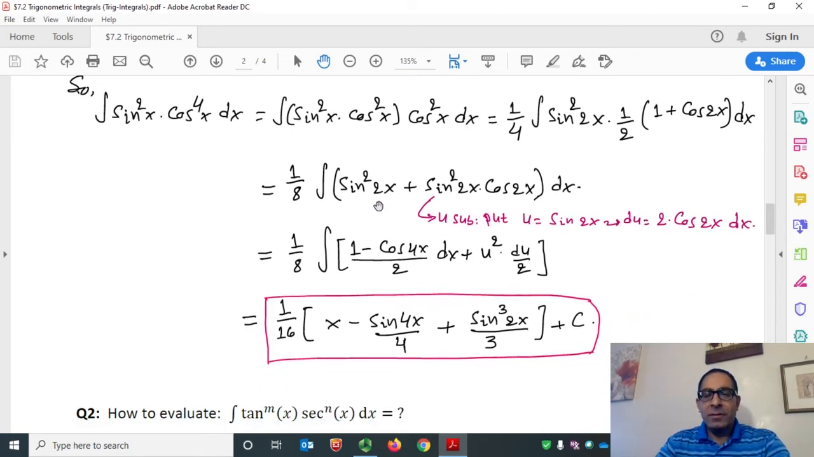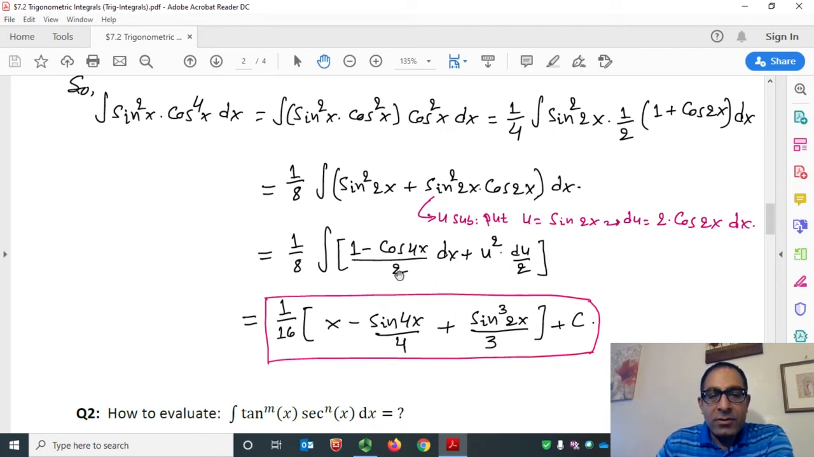Let me scroll down. Now this integral is a good candidate for u substitution. So for the first one, I break down using the formula. So sine square 2x becomes 1 minus cosine 4x over 2, 1/8 as it is. Then for sine square 2x cosine 2x, we put u equals sine 2x. Then its derivative becomes du equals 2 times cosine 2x dx. Then rewrite this integral in terms of u. So this is u square cosine 2x dx, and cosine 2x dx becomes du over 2. Great.